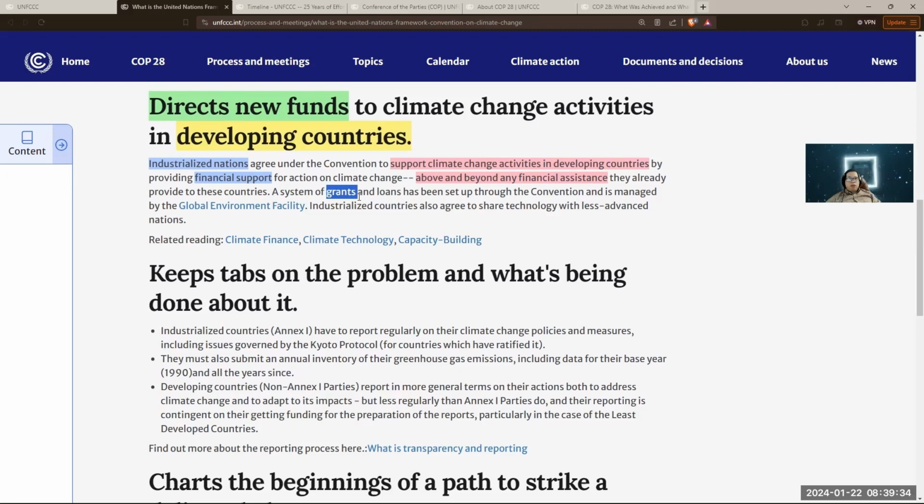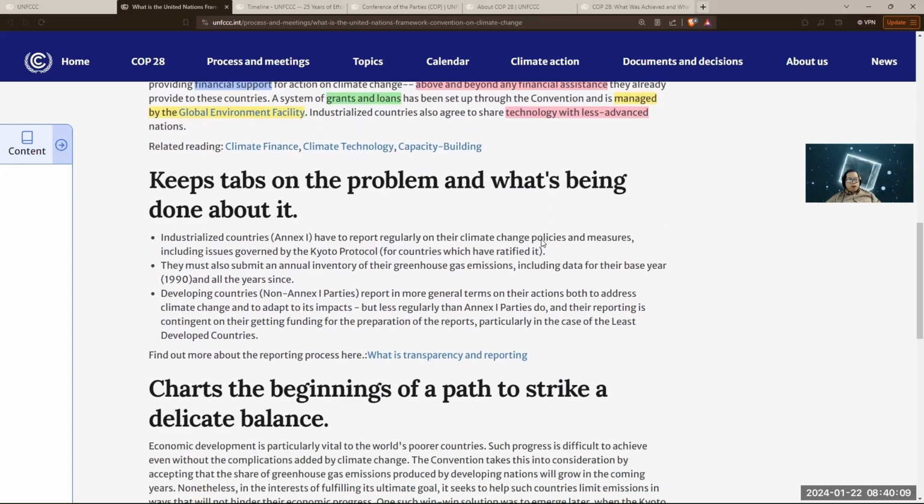Funding could go as grants or loans, and be managed by the Global Environment Facility, a separate entity, to make sure that developing countries don't spend it in a different way. And also one more thing is technology. When we talk about technology, we have advanced and less advanced. And of course, technology is the new capital to fight this kind of war.